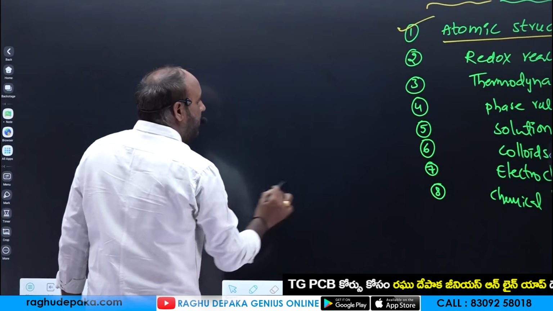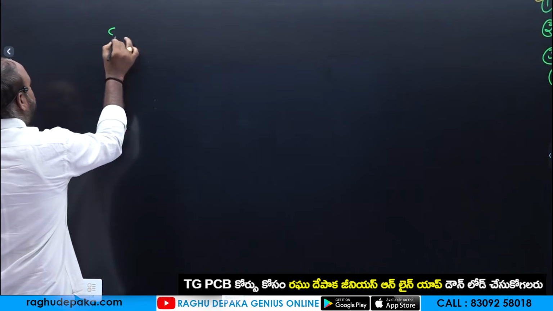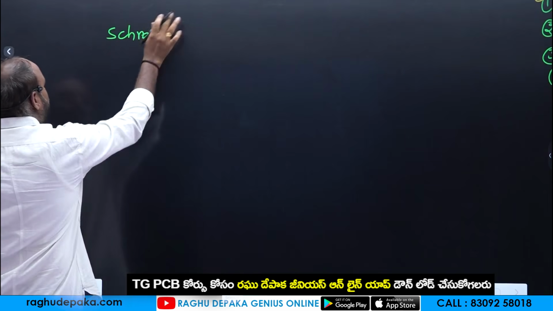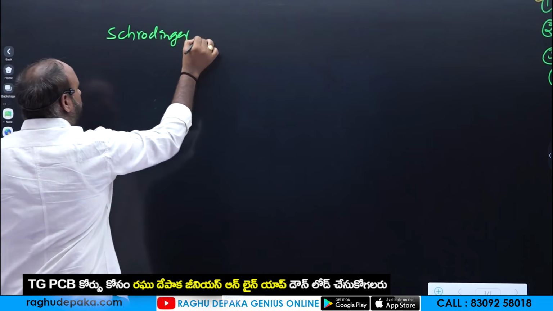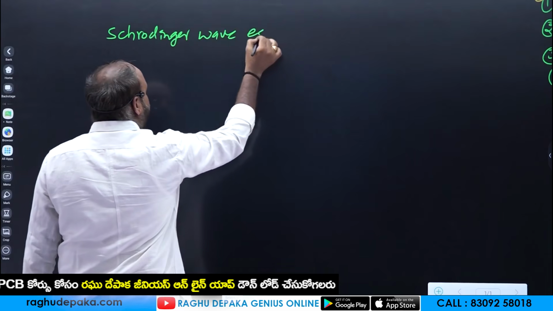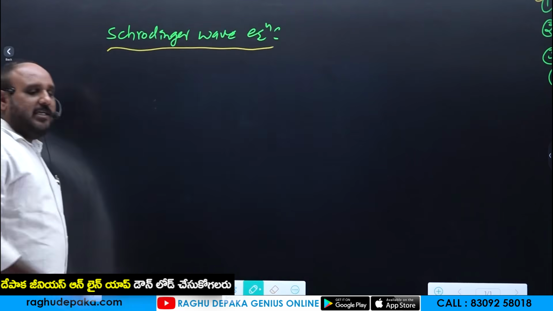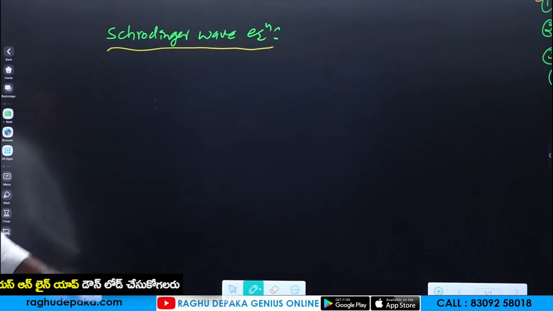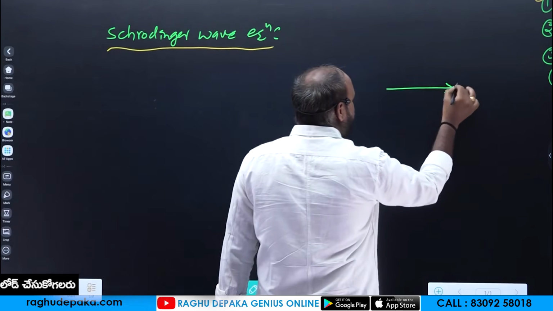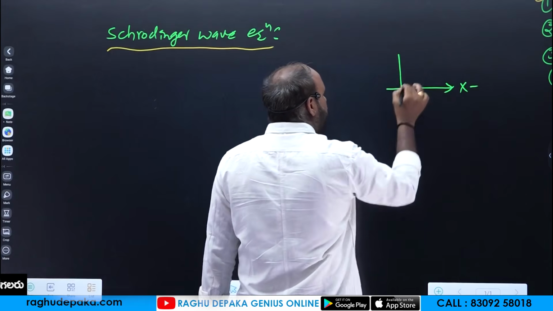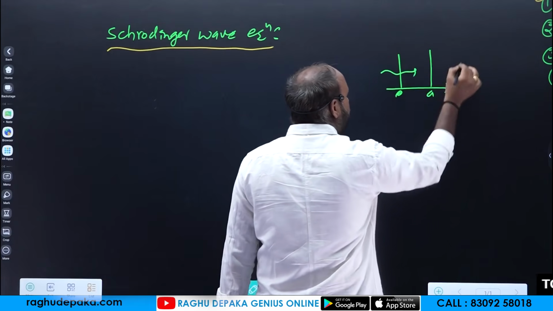If we have to understand the concept of the Schrodinger wave equation, what is the Schrodinger wave equation? That is in terms of a three-dimensional system, so the dimensions of the system also we have to know. Whenever the particle is moving along the x dimension only, with the help of box length 0 to a, this is the one dimensional box.